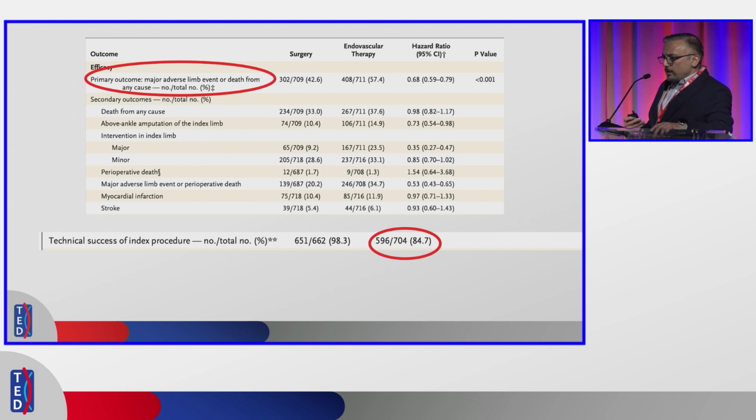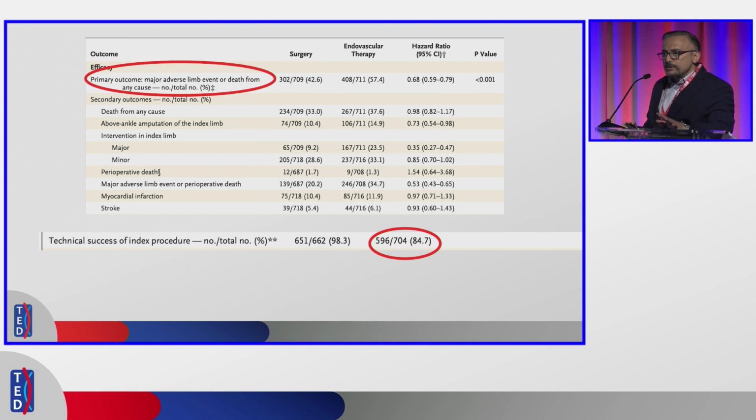So one of the things that I noticed right off the bat was it was a composite endpoint. They looked at major adverse limb events, which is above the ankle amputations, and death from any causes. And then one other thing I saw was that only about 85% of the endovascular therapies were even successful, whereas there was about a 99% success rate with surgery.